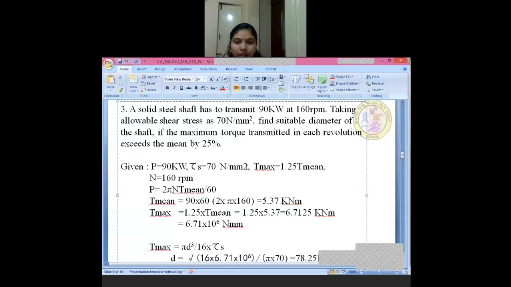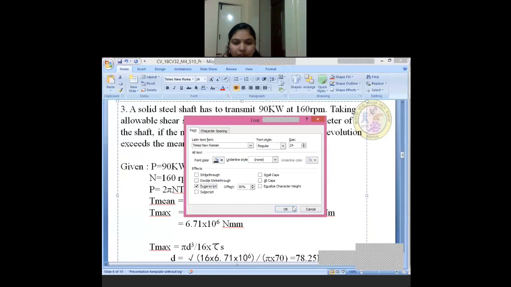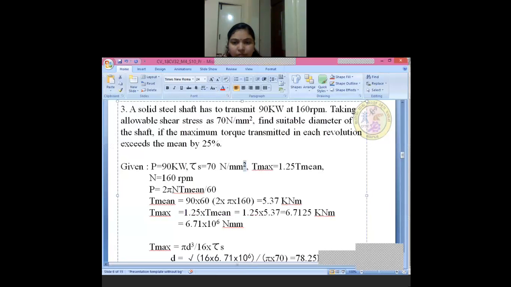So here, a solid steel shaft is to transmit power. P is given as 90 kilowatt and the speed is 160 RPM. That is N. RPM is the number of revolutions per minute, so that is given as 160. And then shear stress tau is given as 70 Newton per mm square.